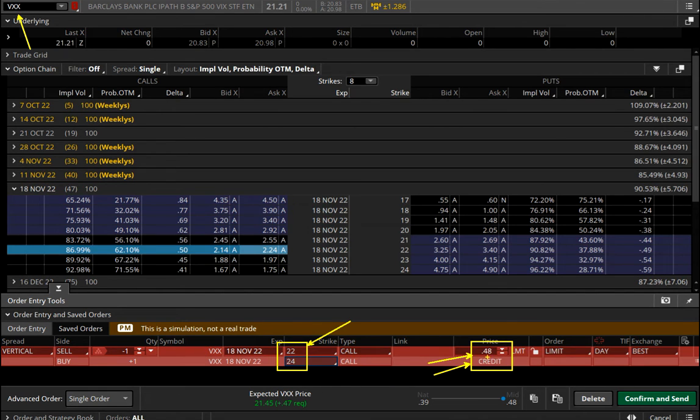You can if you like, but again, this is $2 wide. So if I collect 48 cents, that means I'm risking $152 to make 48. So there's rules involved with everything. You can tweak them to however you like. This is how I do it.